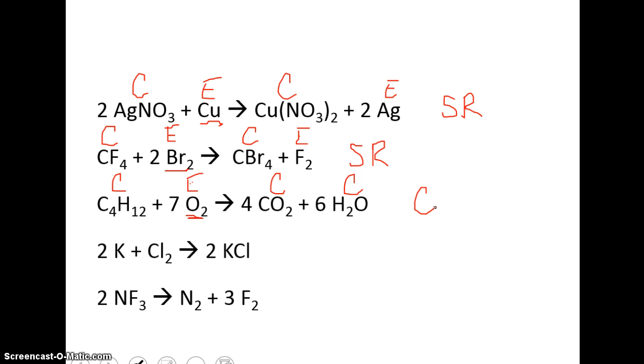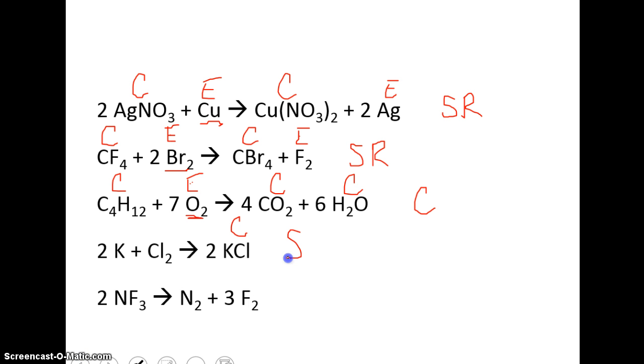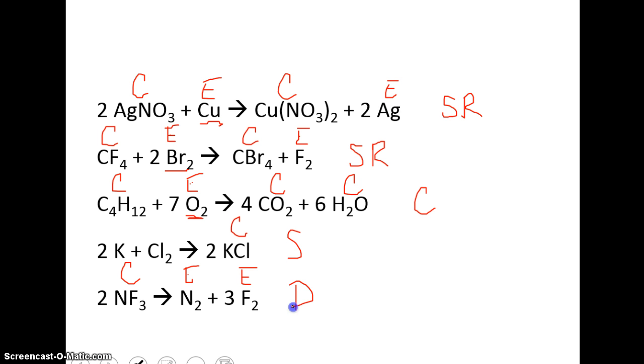You should try to do the next two by yourself. Okay, look at the products. The first, we've got only one compound. If we have only one compound on the products, that means it's synthesis. So this is synthesis, we'll abbreviate that S. And our last one, on the right-hand side, we have an element plus an element. So it can't be synthesis because it's not one compound. So we look at the reactants, and we've got one compound. If you have just one compound, it is decomposition. We'll abbreviate that D. I did not have an example of double replacement on here, but you can look back in the notes and see the examples.